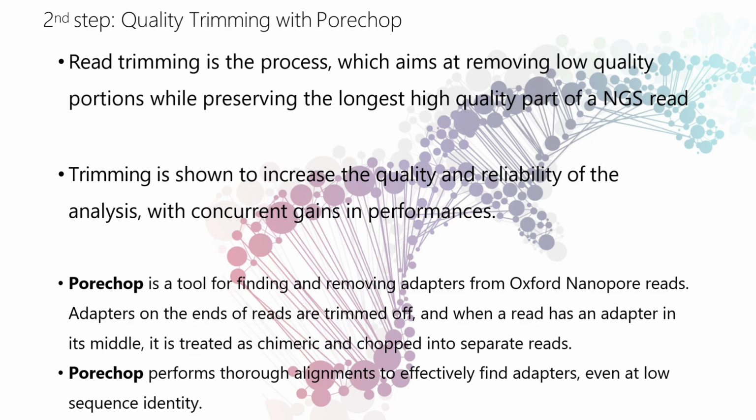Which tool are we using? Trimmomatic is also a good tool to use for this. Porechop is also a good tool. Porechop is a tool for removing adapters. Adapters on the ends of the reads are trimmed off, and when a read has an adapter in its middle, it is chopped into separate reads. Porechop performs alignment to effectively find adapters even at low sequence identity.